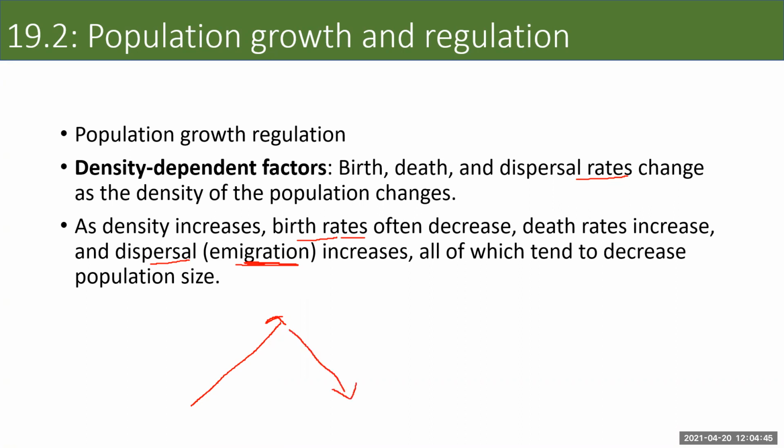Now, as the population falls back down, your birth rates will go up, death rates will go down, and emigration will go down. So now all of a sudden your population starts to go back up. But then when it gets to a high density again, your birth rates will decrease, death rates will increase, emigration increases, and your population goes back down. And so you get these population fluctuations that regulate the population around an average carrying capacity based off of those density dependent factors.